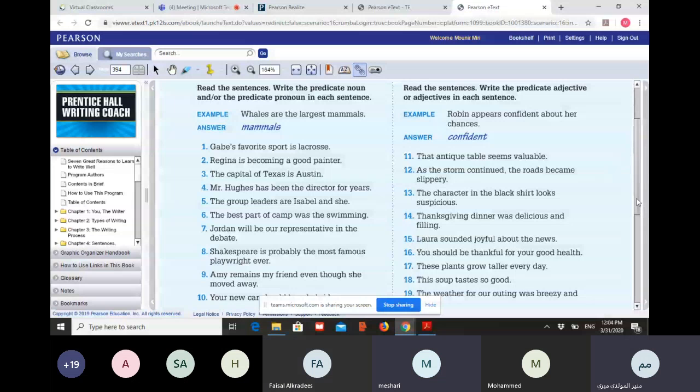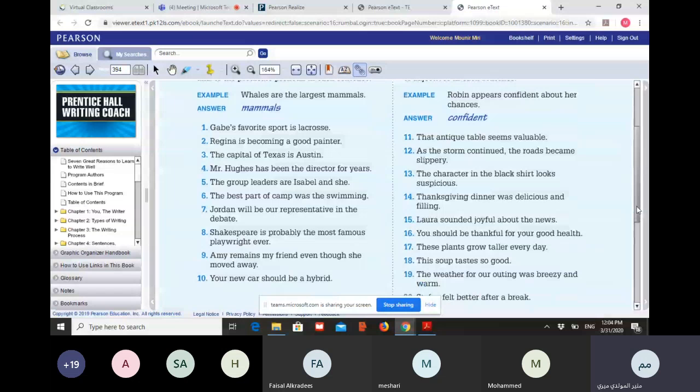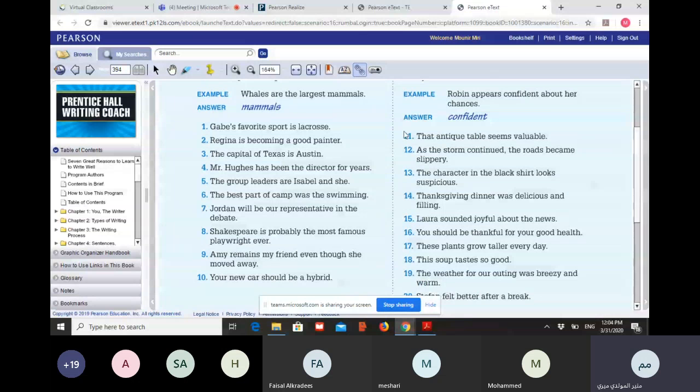Number 1. Can you do number 1, Mshari? Gabe's favorite sport is lacrosse. Lacrosse. Excellent. So the answer is lacrosse. It's very easy, in fact, to identify the word, because all you need to do is search for the linking verb. If you find the linking verb, it is the word that comes after.